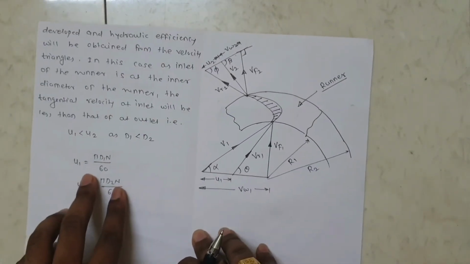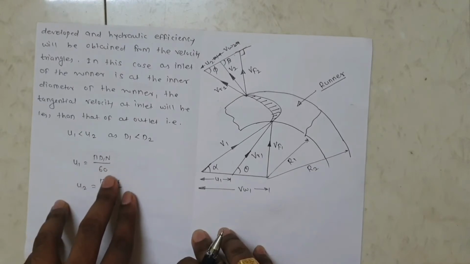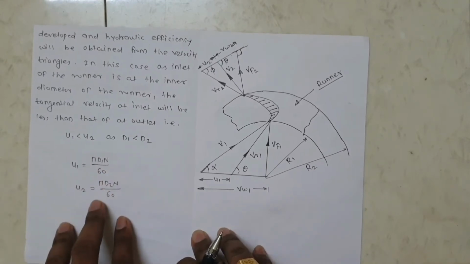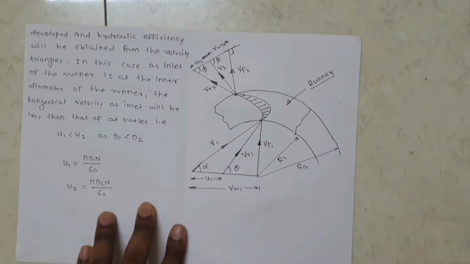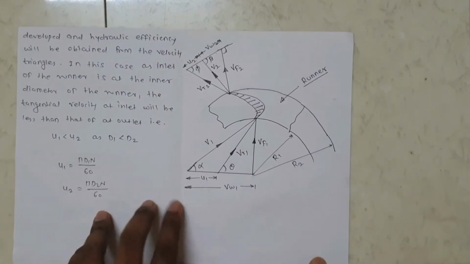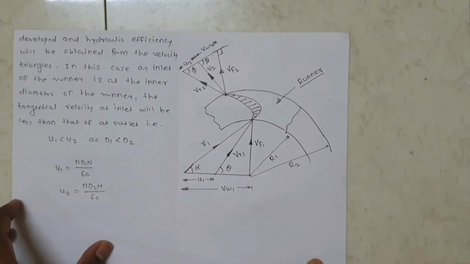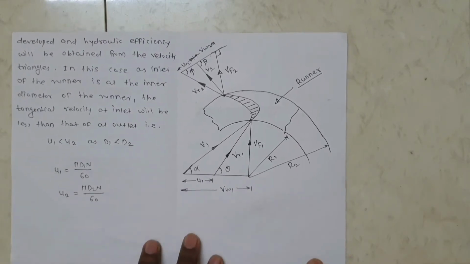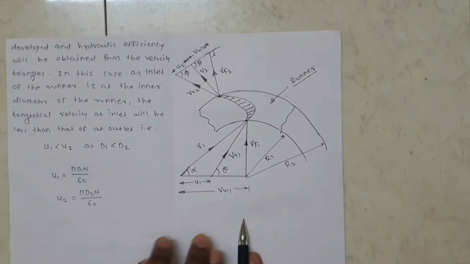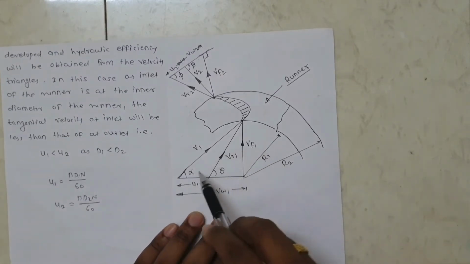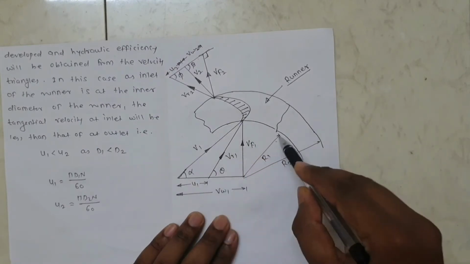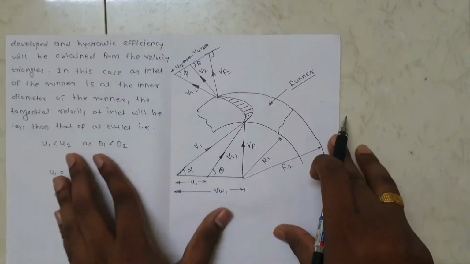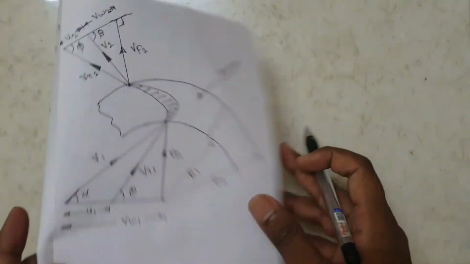The u1 is the velocity, pi d1 n by 60, u2 is the velocity, pi d2 n by 60. Okay, this is the outward radial flow turbine. In the outward radial flow turbine, the velocity triangle looks like this, the same triangle, but the direction is outward. This is the radius r1, this is the radius r2. Okay, we compare both.